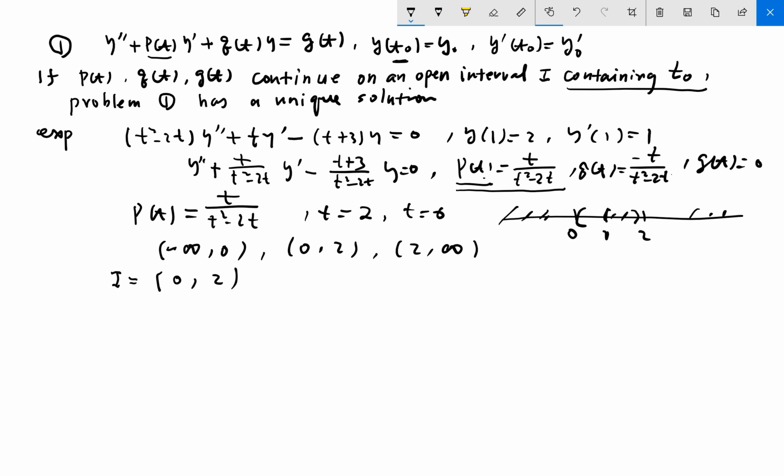First of all, on this open interval your functions are continuous. Second, this interval contains t0. So we solve this problem.